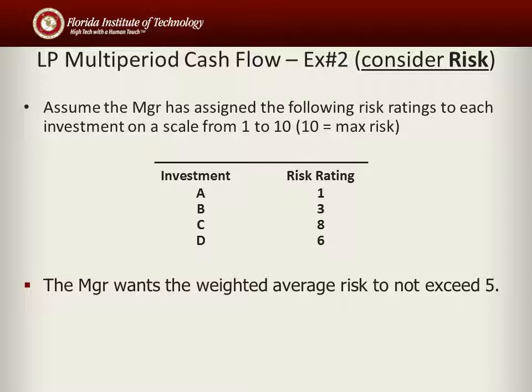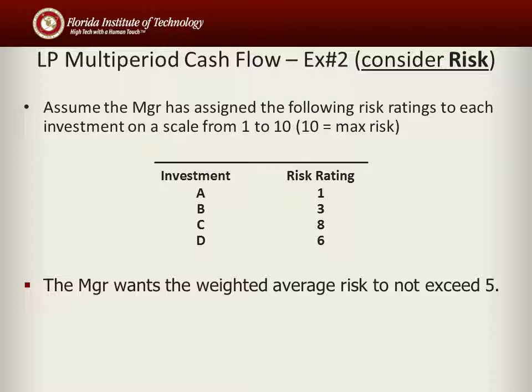So assume that the manager has assigned the following risk ratings to each investment on a scale from 1 to 10, where a 10 is the maximum risk, a very risky investment. Okay, so investment A has a risk rating of 1, B has a risk rating of 3, C is the riskiest one, with a risk rating of 8, and D has a risk rating of 6.